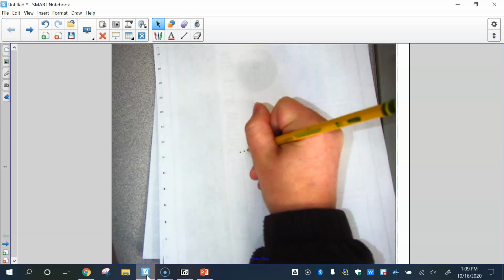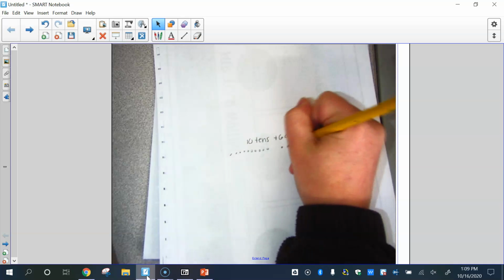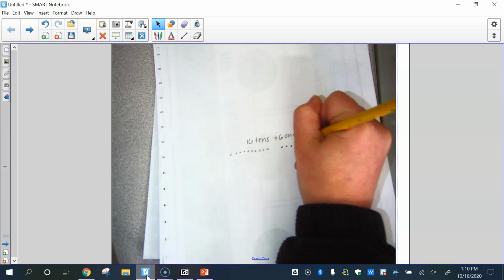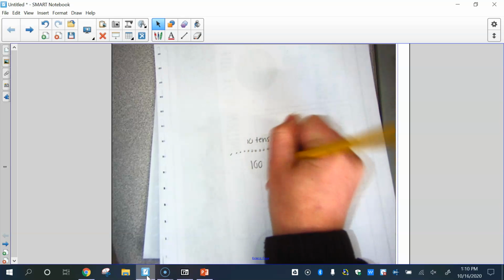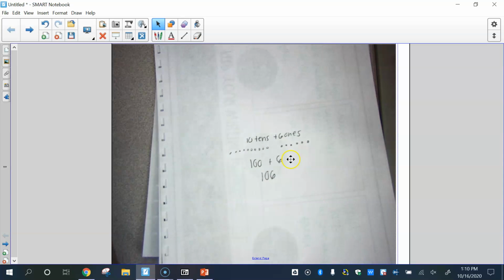Well, 10, 20, 30, 40, 50, 60, 70, 80, 90, 100. 101, 102, 103, 104, 105, 106. I just kept counting from the 100s because it was only 6 ones. Or you can do it like we did the last problem.